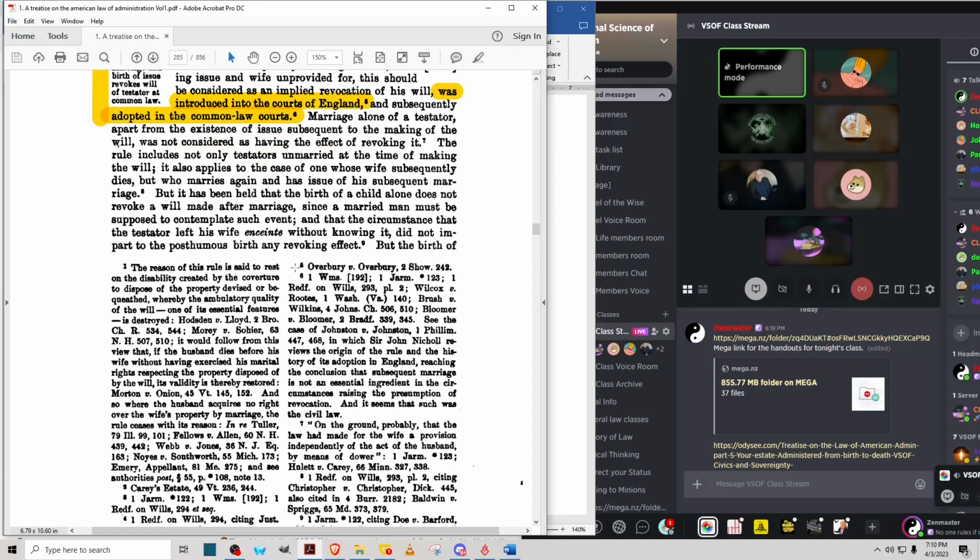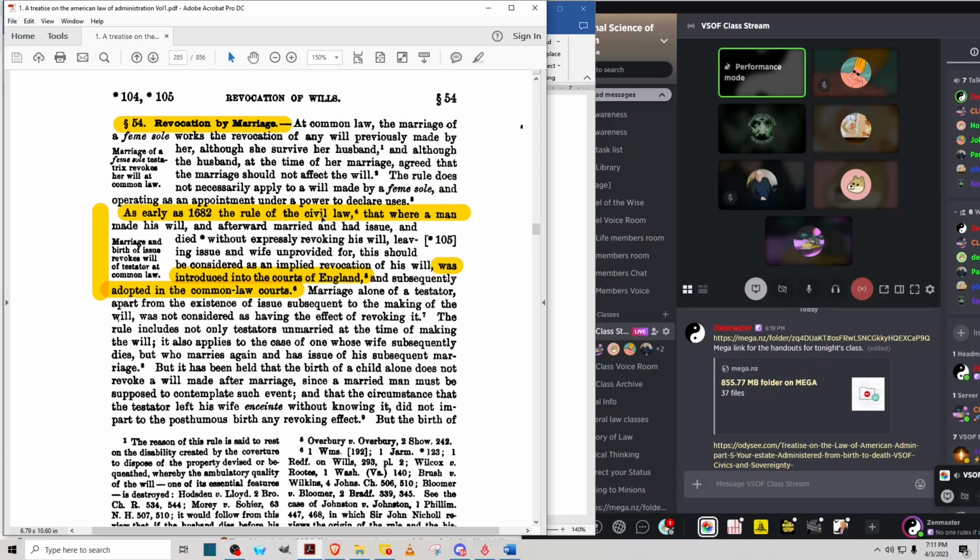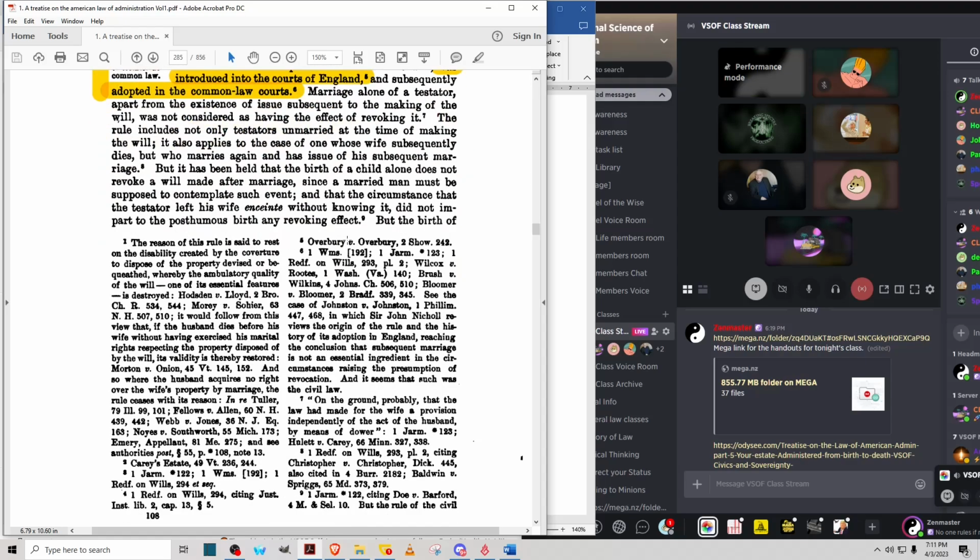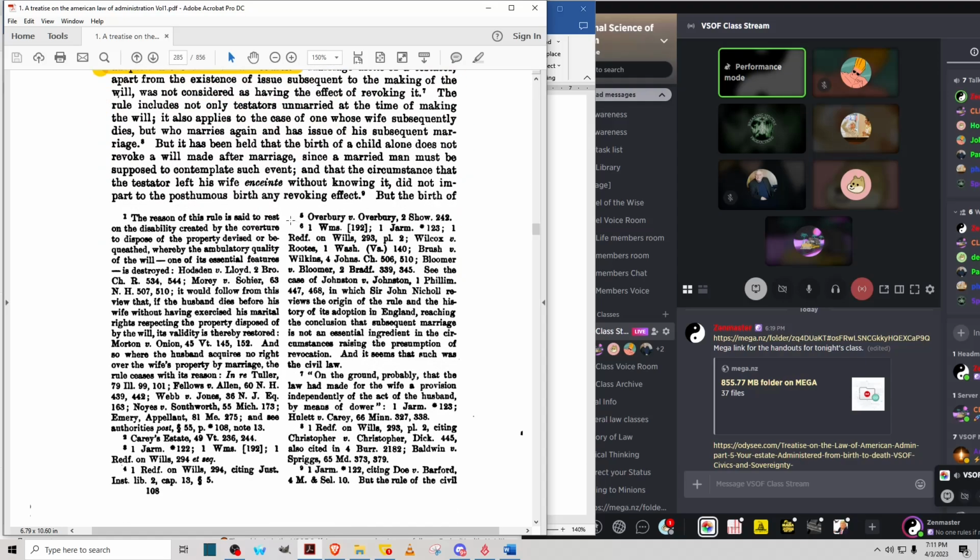There's a few notes in here. I'm going to go down, I think, just one. Okay, 1. The reason for this rule is to rest on the disability created by the coverture to dispose of the property devised or bequeathed, whereby the ambulatory quality of the will, that means the death aspect of it, one of the essential features, is destroyed. It would follow from this view that if the husband dies before his wife without having executed his marital rights respecting the property disposed of by the will, its validity is thereby restored. And so where the husband acquires no right over the wife's property by marriage, the rule ceases with this reason.